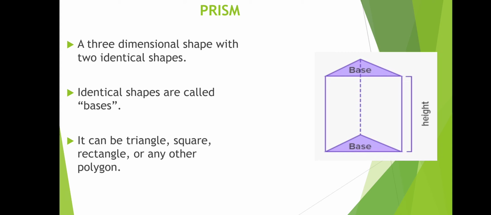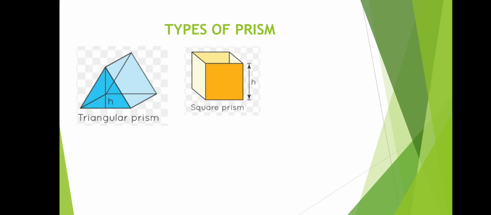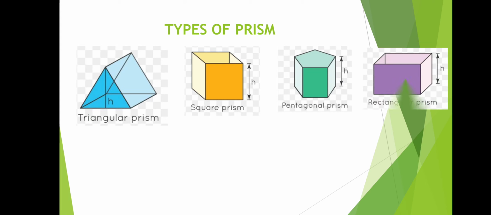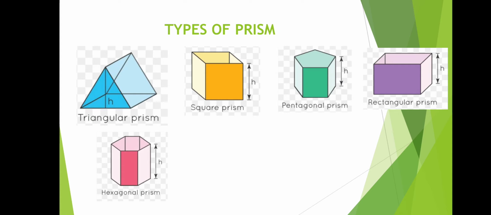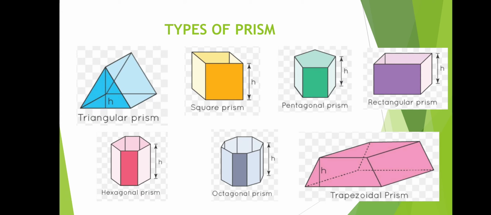And there are different types of prisms. First we will see what the different types of prisms are. Prisms can be triangular prisms, in which 3 rectangles are there. It can be square prisms. It can be pentagonal prisms, with 5 rectangles. It can be rectangular prisms. It can be hexagonal, octagonal and trapezoidal prisms. So these are some of the types of prisms.